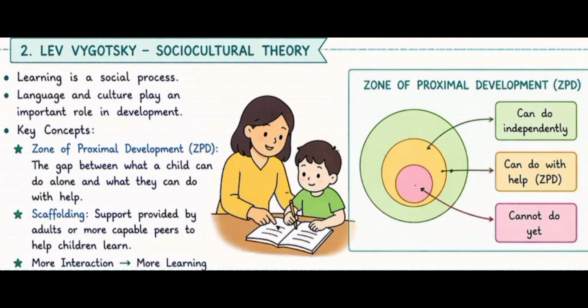Scaffolding: supports provided by adults or more capable peers to help children learn. More interaction means more learning and more knowledge from others. Zone of proximal development: what a child can do independently, what they can do with help, and what they cannot do yet. Vygotsky believes that children will learn more with interaction from society, the environment, and the school.